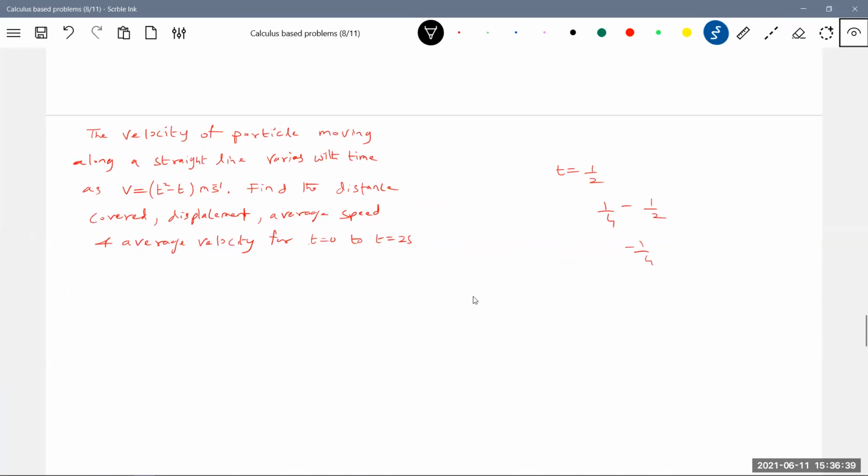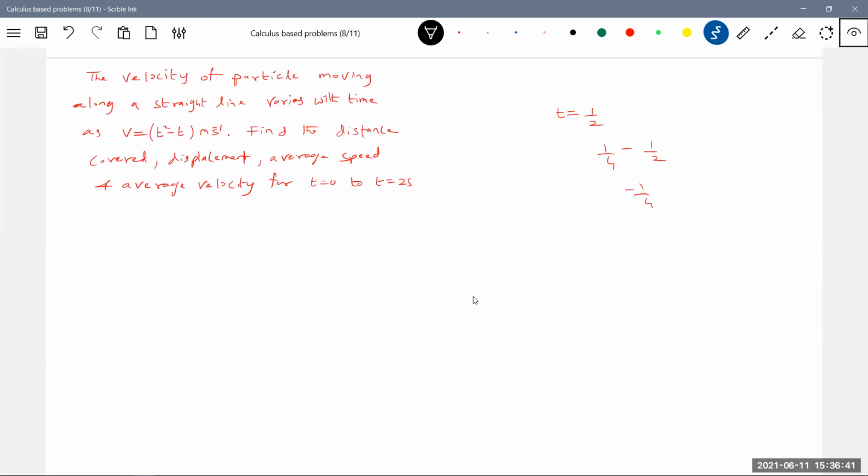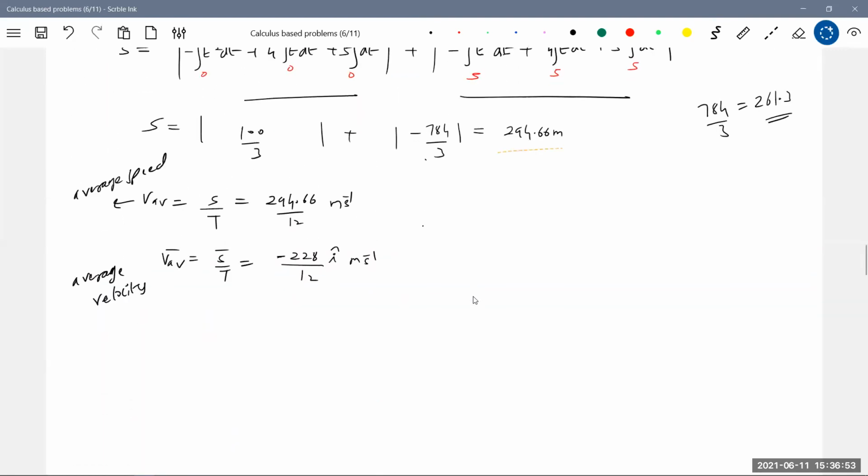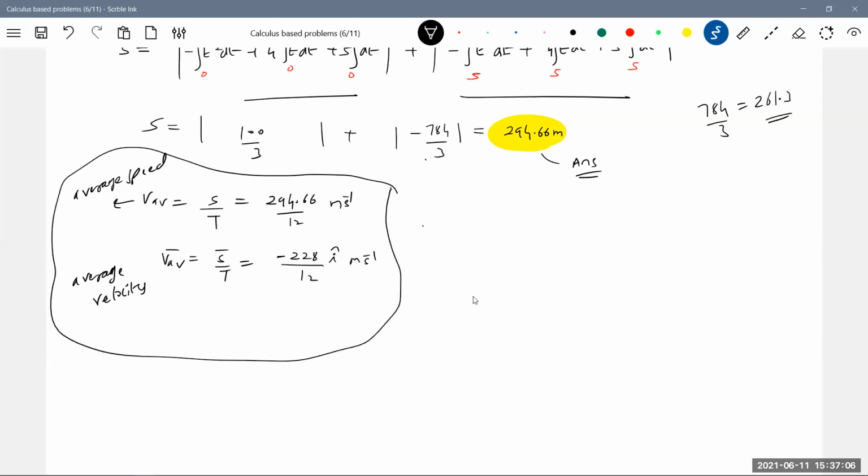Again, similarly, to trouble you, the question: the velocity of a particle moving along a straight line is given, then it's asking for something. So what was the answer for the previous question? The final answer we concluded, no? 294, sir. Okay, with this additional thing, you can get all other parameters. There's the distance covered. I'll write it.